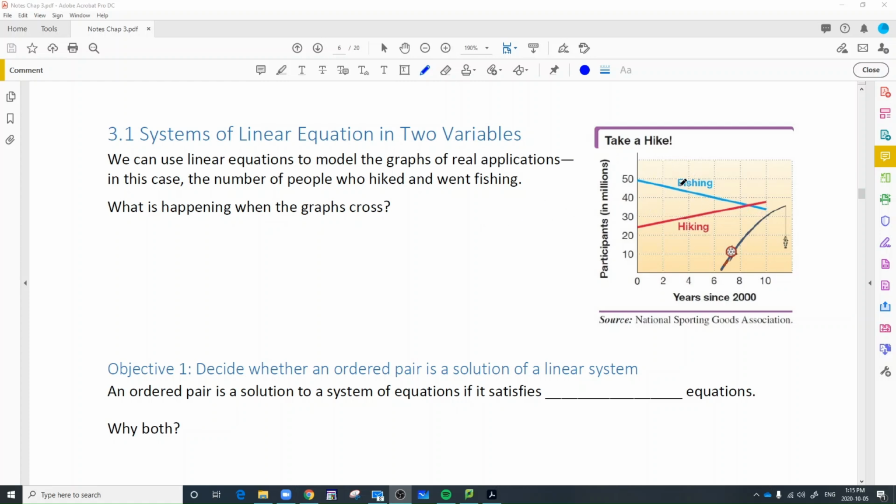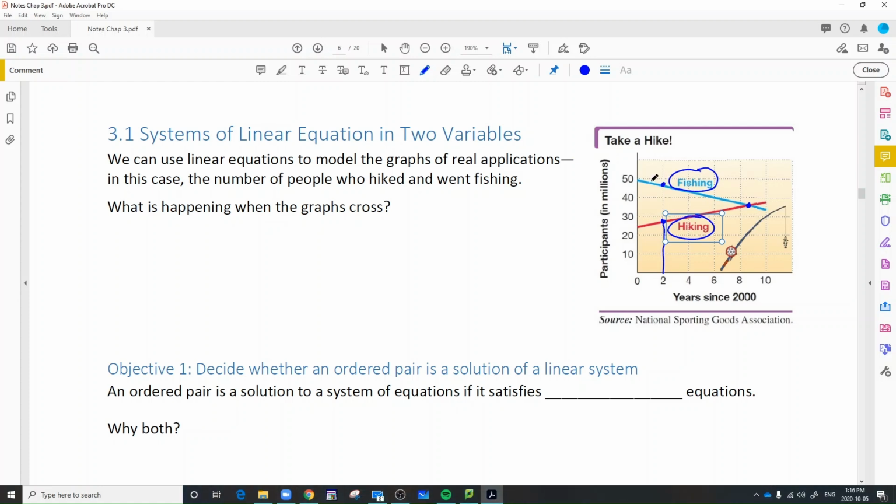So for example, if you look at this graph that's titled Take a Hike, it gives you participants as your Y value and years since 2000 as your X value, and it asks what is happening when the graphs cross. Well, the blue graph represents the number of participants who fish, and the red graph is looking at the number of participants who hike. Where they cross, just after 2008, kind of between 2008 and 2010, they have the same number of participants in the same year. If you look way back here in 2002, the number of people hiking was much less than the number of people fishing.